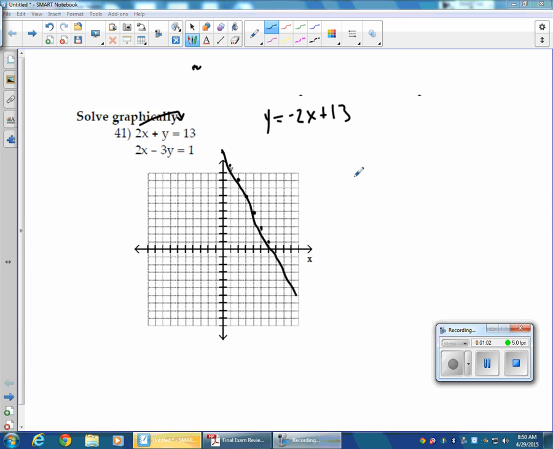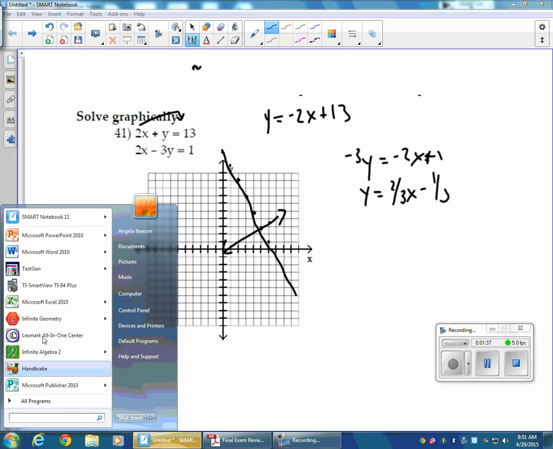Alright, and then the bottom one, if you solved it for y, you'd move the 2x over, plus 1, and divide by negative 3, so that'd be 2/3 x minus 1/3. So you'd start at negative 1/3, go up 2 and over 3, and then up 2 and over 3, and they'd cross somewhere in there, which is really hard for me to tell on here. So let me get the calculator and see if we can figure out where they're actually crossing.